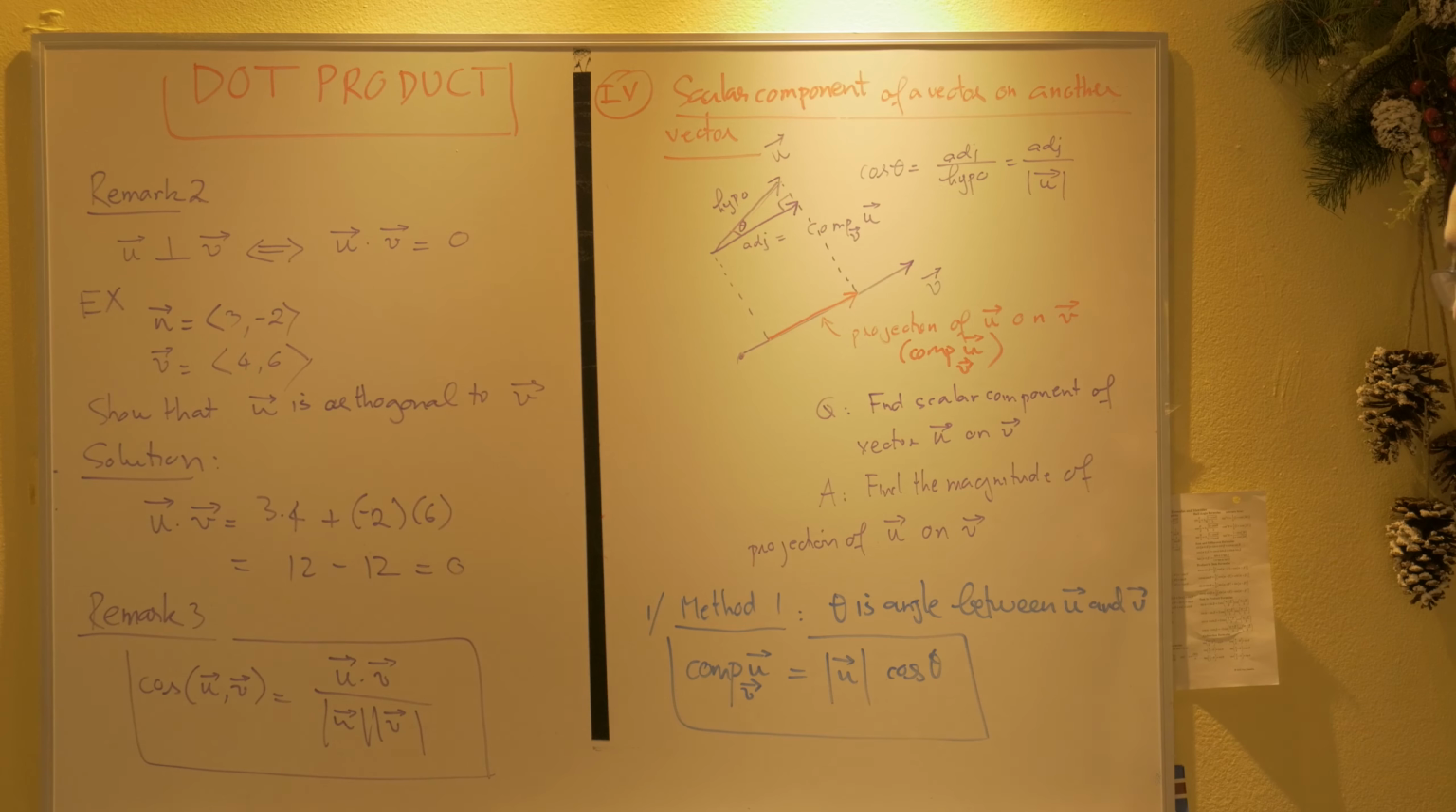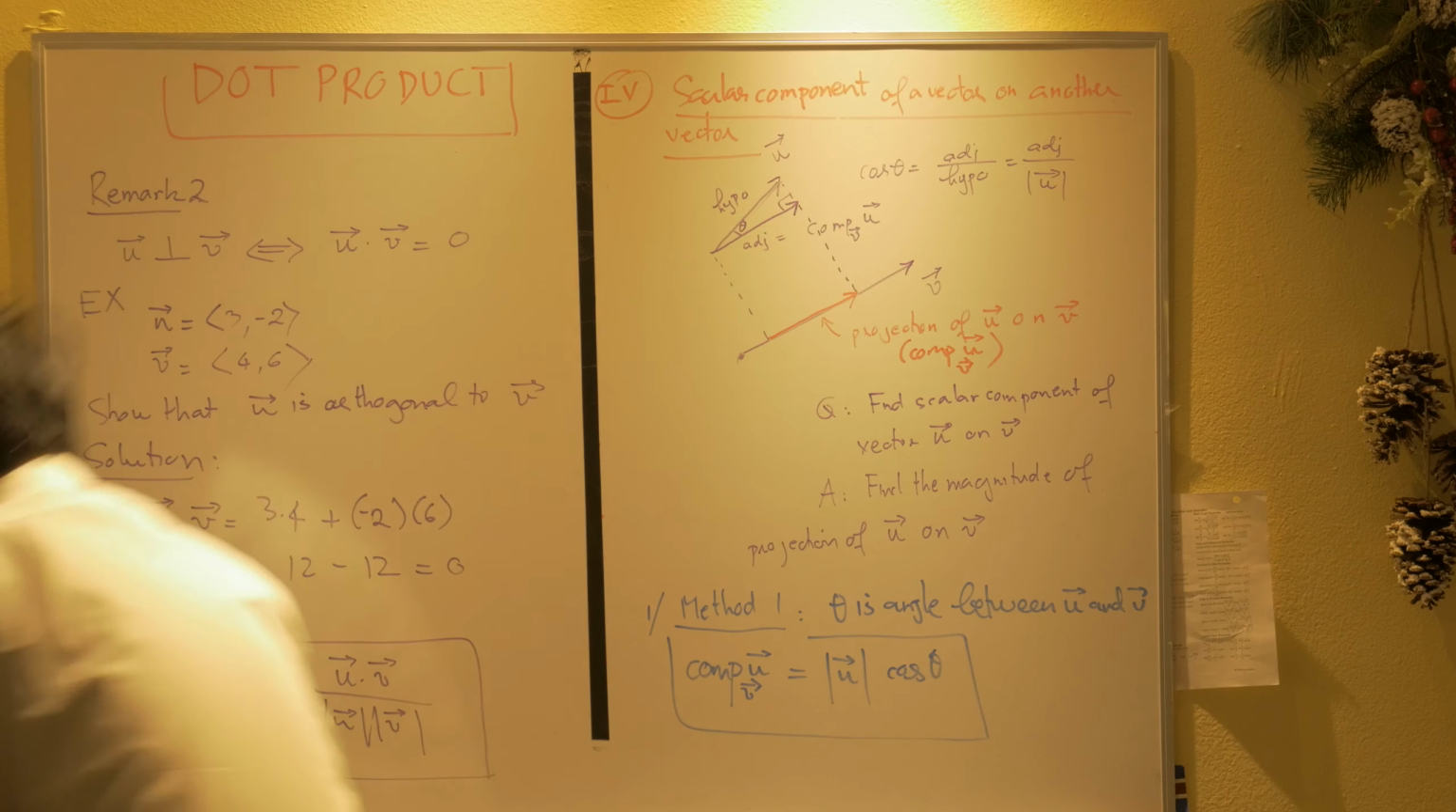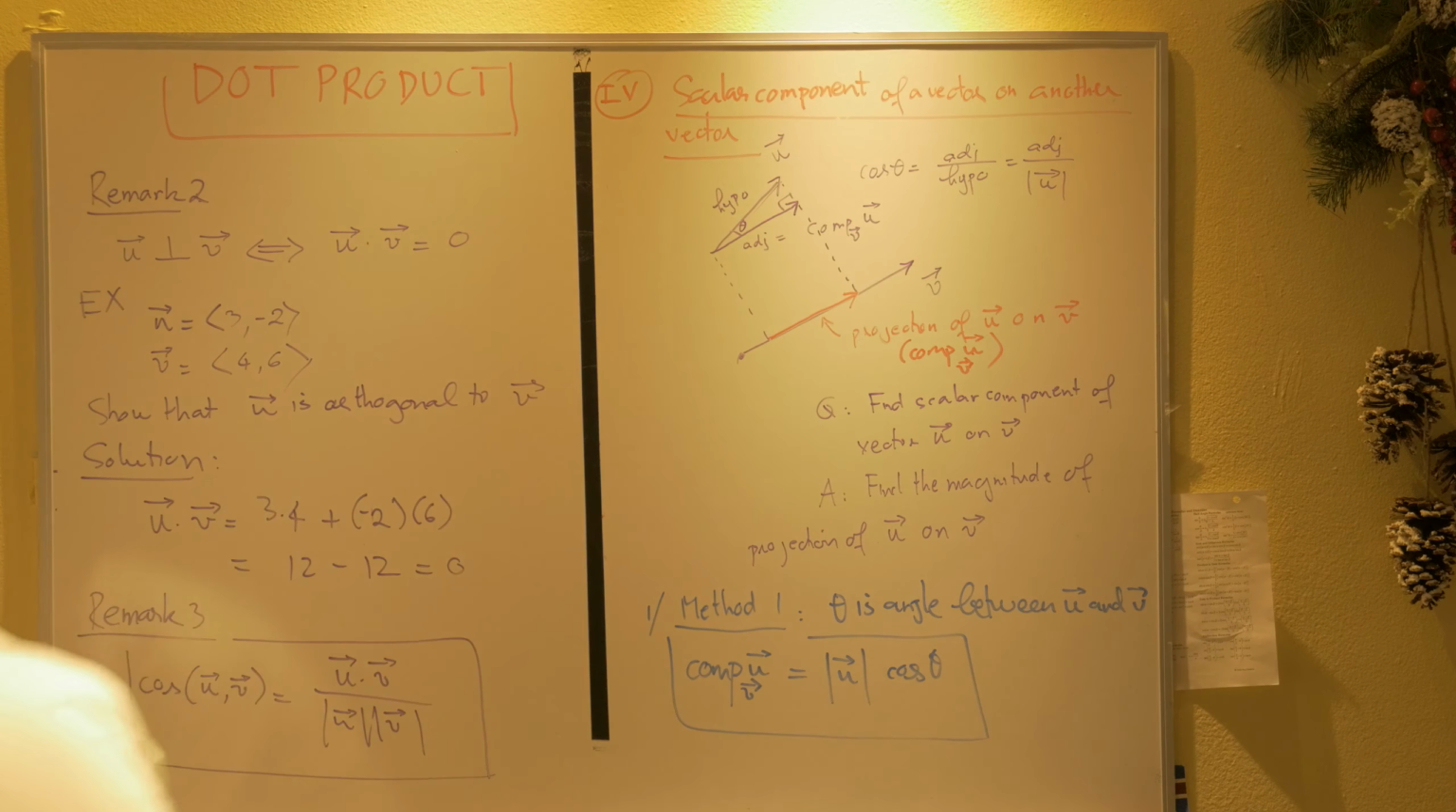Now I want you to take a look at this one also. If we use that formula, and I replace cosine theta. Remember the second definition of the dot product. What do we have?